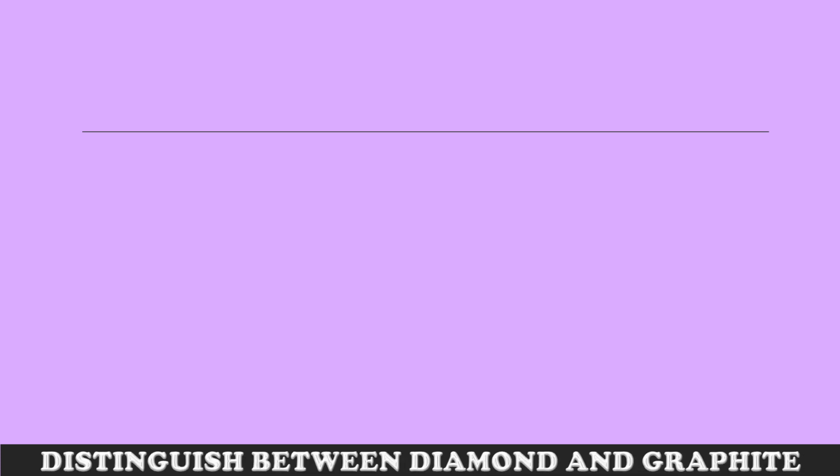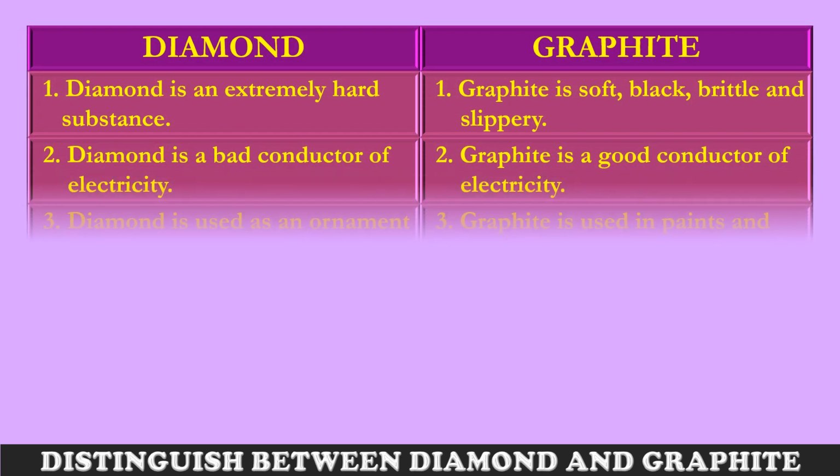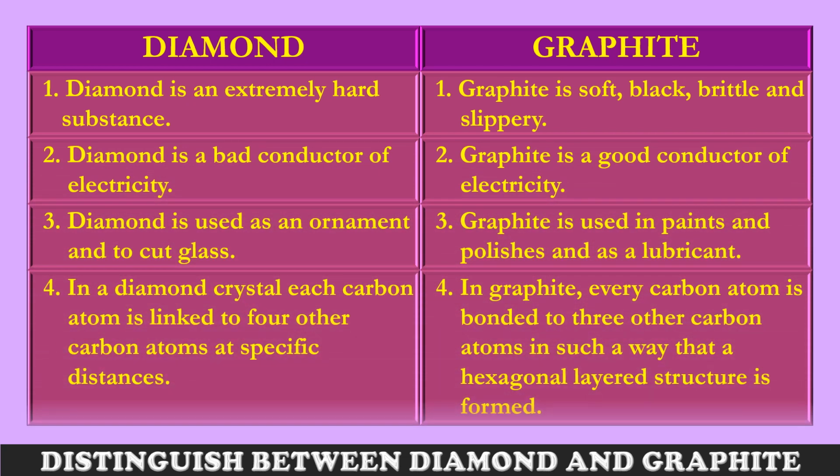Distinguish between diamond and graphite. Read through these 4 points. These are the main points of distinction between diamond and graphite. One is hard, one is soft and slippery. Diamond is a bad conductor while graphite is a good conductor. Diamond is used as an ornament and to cut glass because it is hard, whereas graphite, because of its slippery and soft nature, it's used in paints, polishes and as a lubricant.